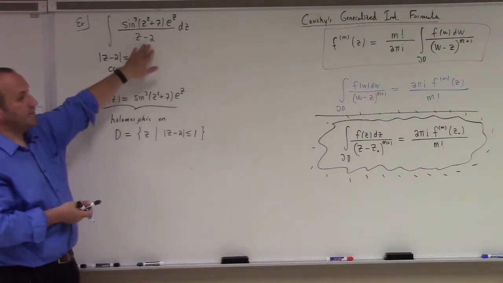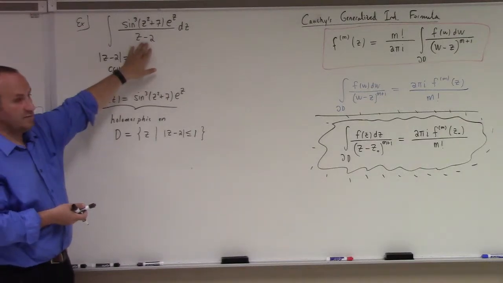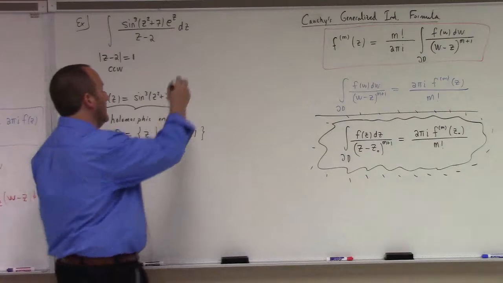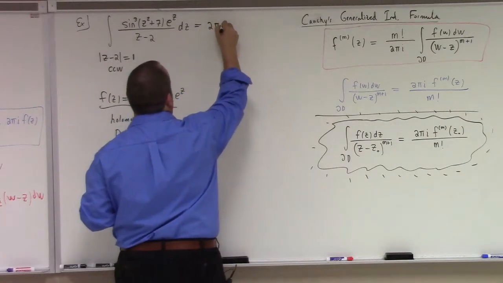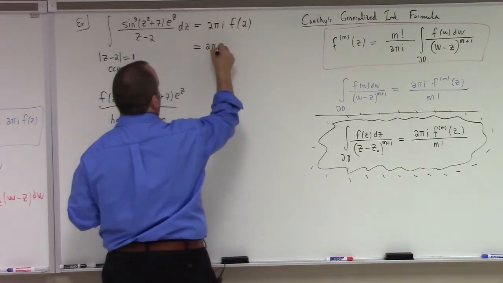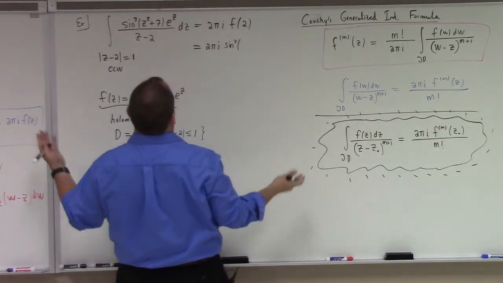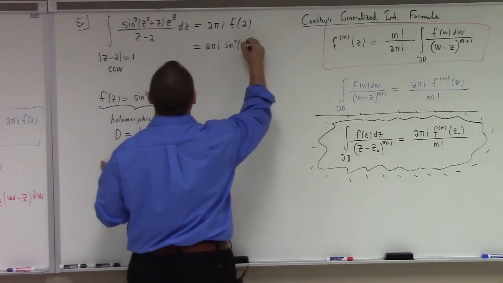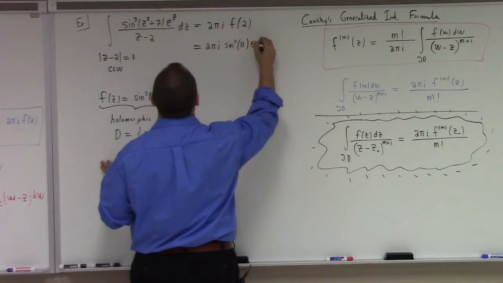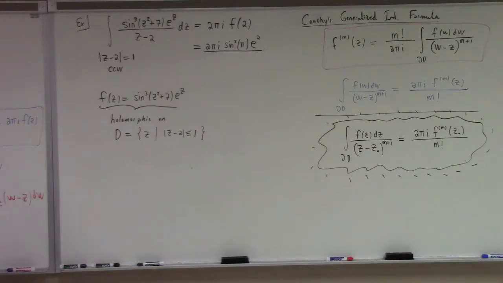So as you look at this integrand, the troublemaker is solely the z minus 2. And that makes this a problem for Cauchy's integral formula. All we have to do is go, okay, well, Cauchy's integral formula applies. This is 2 pi i times f of 2. So the answer is 2 pi i, sine cubed of 11 times e to the 2. There you go. Now do that calculation directly. Good luck to you.